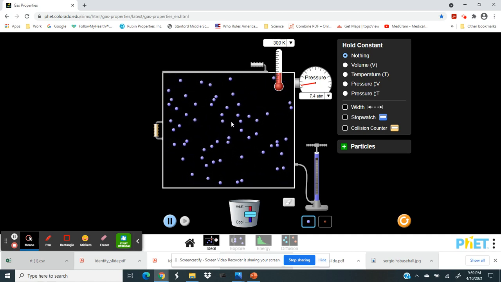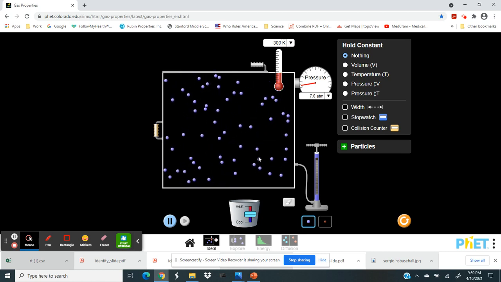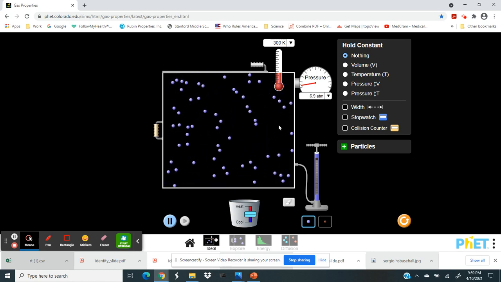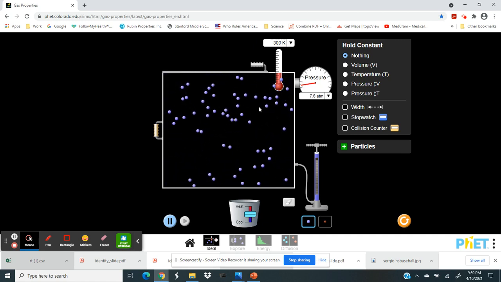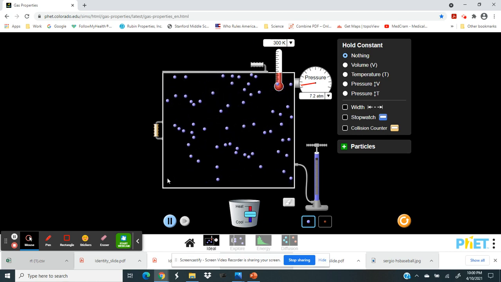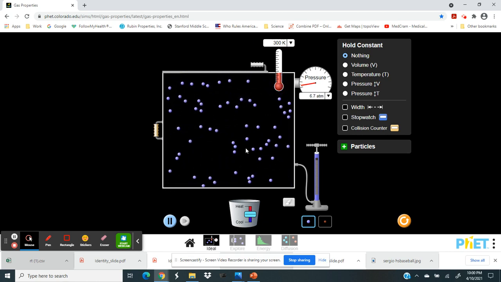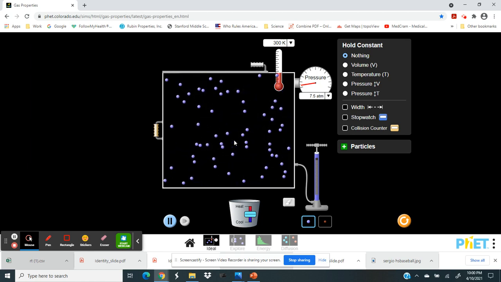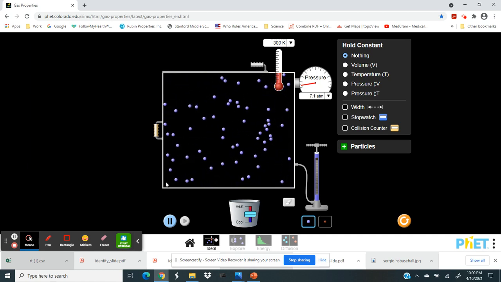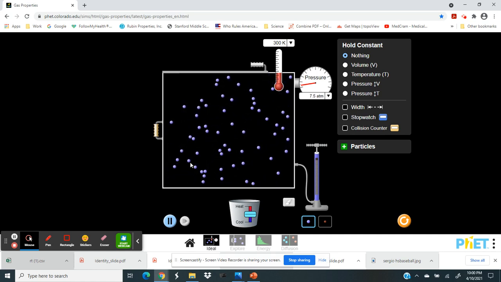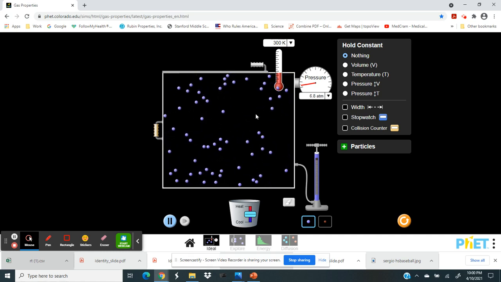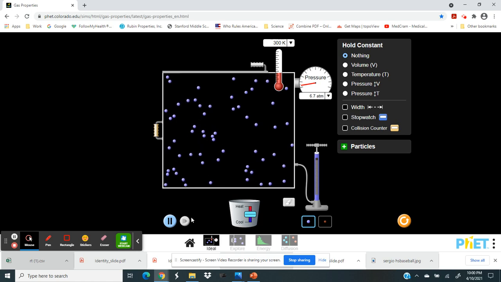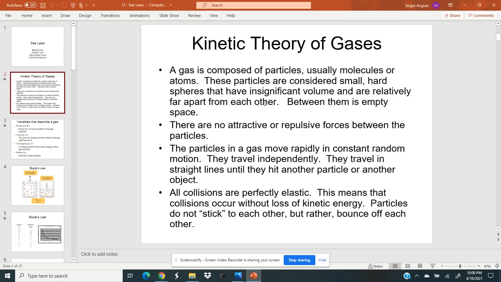There is much more space in between them than the size of the particles themselves. The volume of the container is much bigger than the volume that they take up. If we added the total volume of all these gas particles, it would just fill up a tiny little portion, a little corner of this container. And if the gas particles were actually their actual size, it would take a teeny tiny bit. So the volume of the container is usually much larger than the volume of the gas particles. Actually, the total volume of the gas particles is considered insignificant. So, between them is empty space.